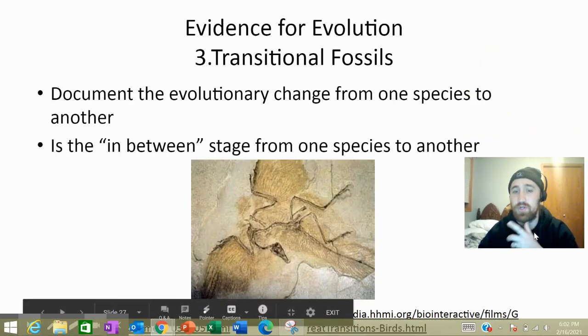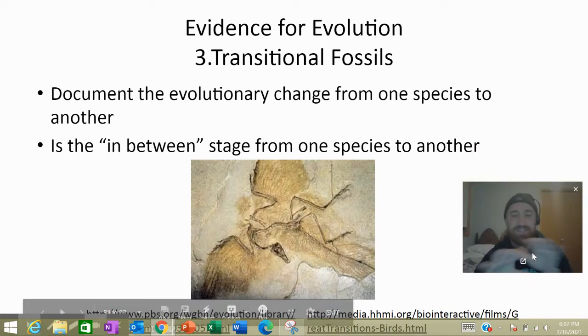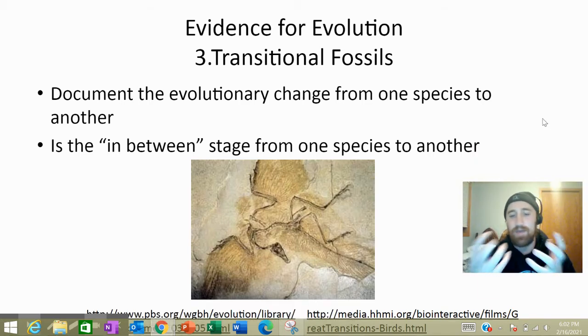Now, there's also a thing called transition fossils, and these fill in some of the gaps and some of the breaks that people had when it came to the theory of evolution. So, this is a document of the evolutionary chain from one species to another. It's kind of like the in-between stage.